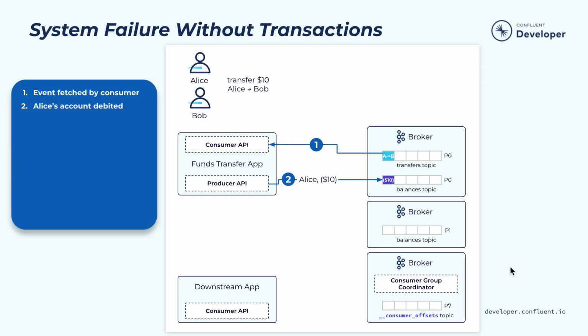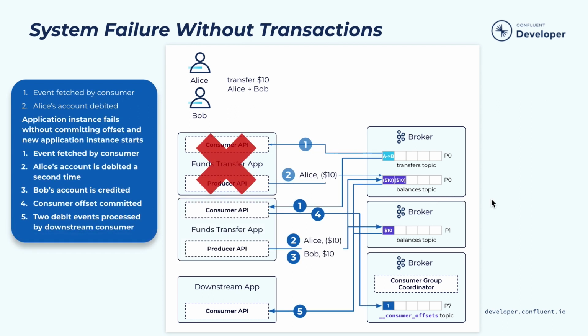Now, let's first look at some of the issues without transactions. Let's continue with that example where you read the input from the intention topic, and then you try to add the credit event and the debit event to an output topic. Let's say you finish reading the input event, and then you wrote the first debit event for Alice. Now, let's say at exactly this point, the application failed. What do you do in this case?